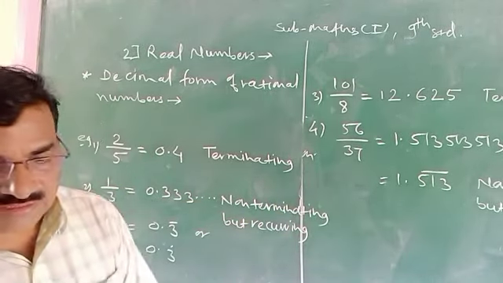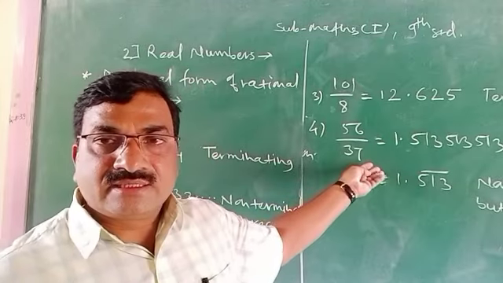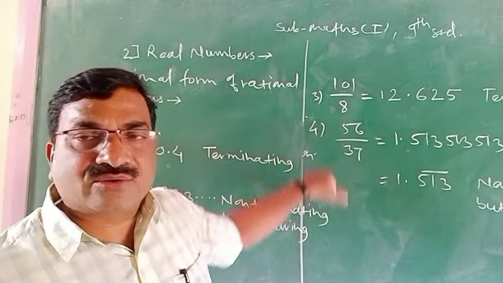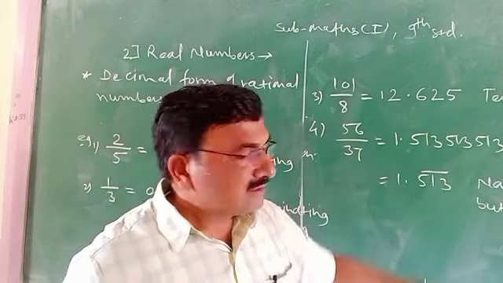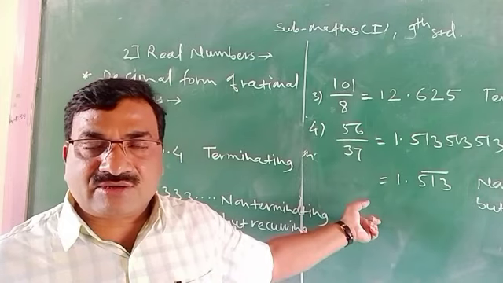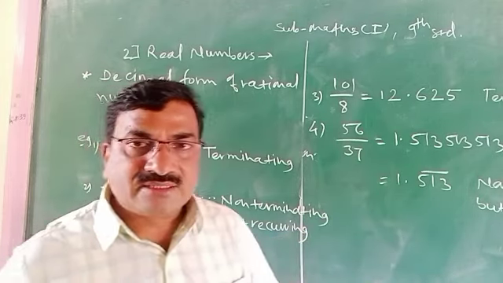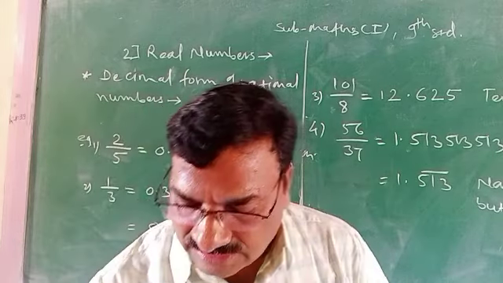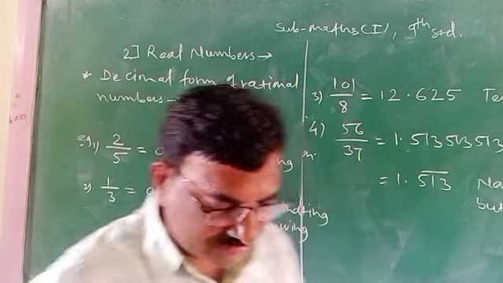Okay. Take down this. You can solve. You can take different fractional numbers, carry out their division and reach the conclusion: terminating or non-terminating but recurring. Take 3 or 4 examples. Leave this space to write down those examples, and then write down the next point.